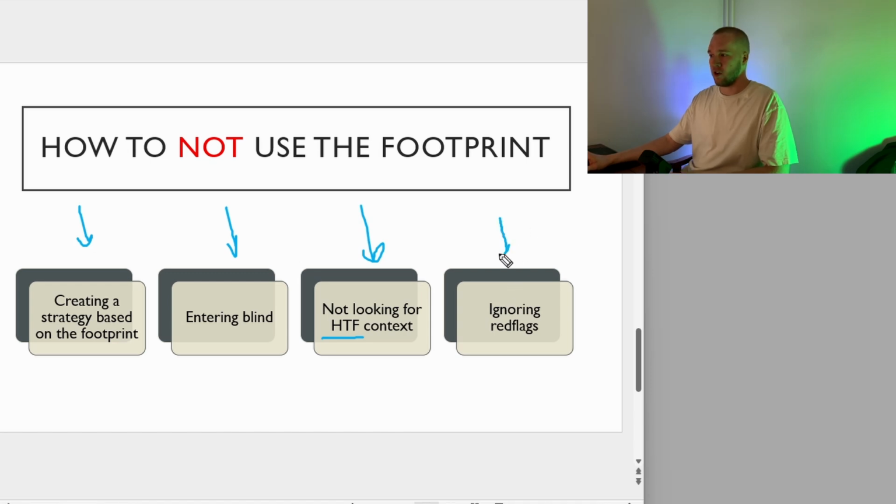Then we have ignoring the red flags. So if you're ignoring, for example, opposite side imbalances or a weak delta or a lack of strength, that's not how you use it. That's not how you use a footprint.